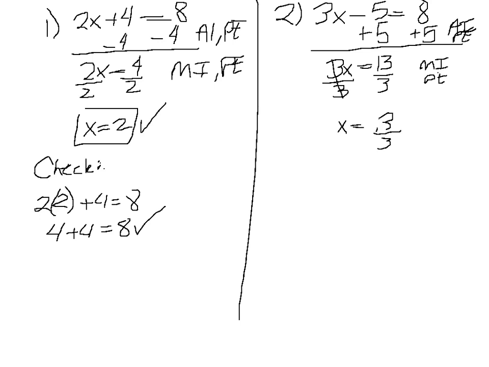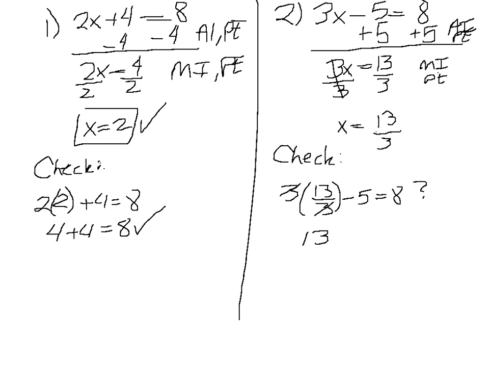And that looks a little odd there, so let's rewrite that 13. Now let's check our work. Notice that this is an improper fraction, so I just left it as an improper fraction. Does 3 times 13/3 minus 5 equal 8? Well, your 3's cancel, so you're left with 13 minus 5 equals 8, and that is a true statement, so we know this solution is good.